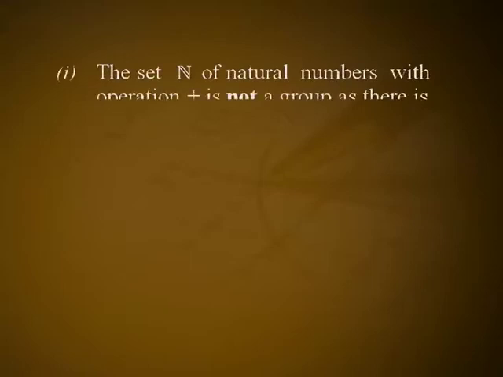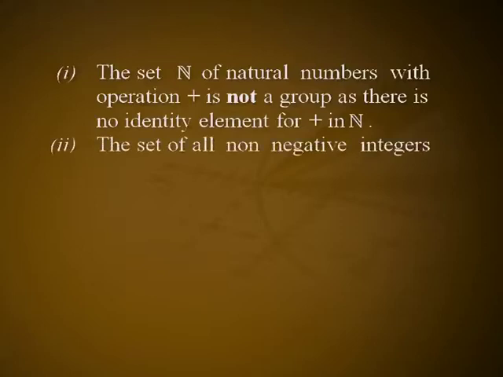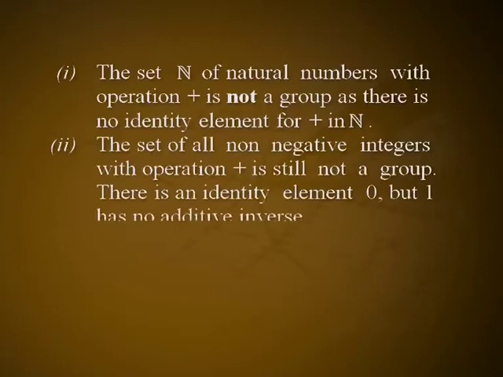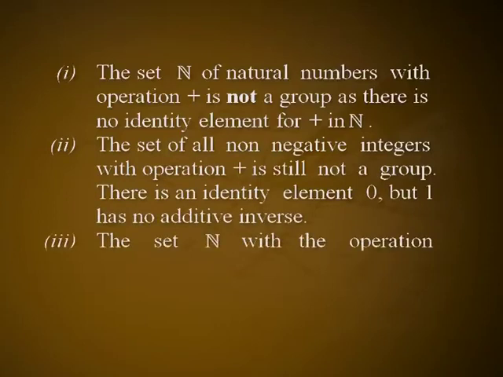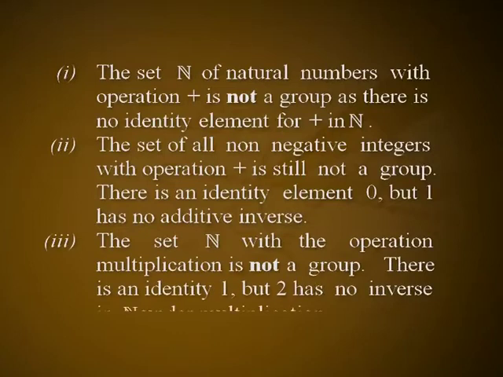Example 5. Examples of sets with binary operations that do not give groups. The set N of natural numbers with operation plus is not a group as there is no identity element for plus in N. The set of all non-negative integers with operation plus is still not a group. There is an identity element 0, but 1 has no additive inverse. The set N with the operation multiplication is not a group. There is an identity 1, but 2 has no inverse in N under multiplication.